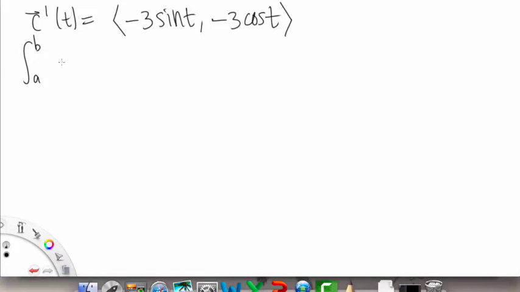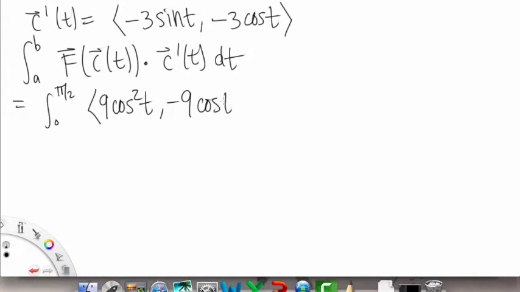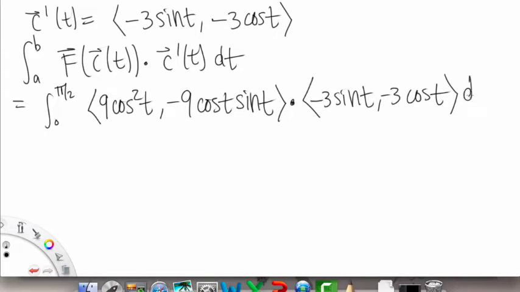as t goes from a to b, of f of c of t dotted with c prime of t dt. Okay, so this is going to be from 0 to pi over 2, because those are the bounds for t. And then we got the following: 9 cosine squared t, comma, negative 9 cosine t sine t, dotted with what we just found, which is negative 3 sine t, comma, negative 3 cosine t dt.